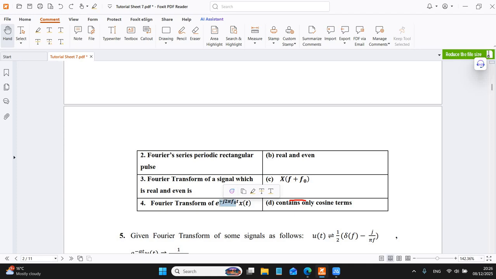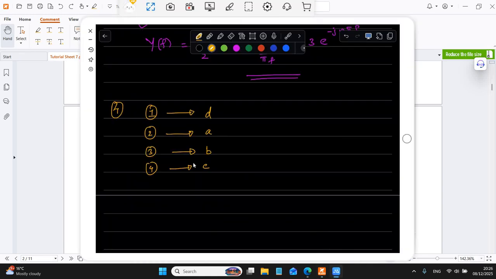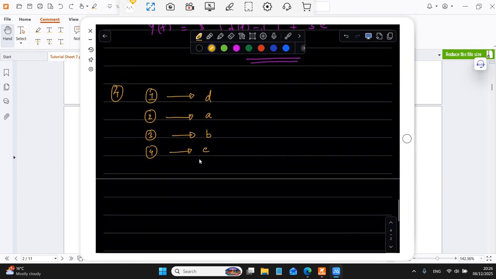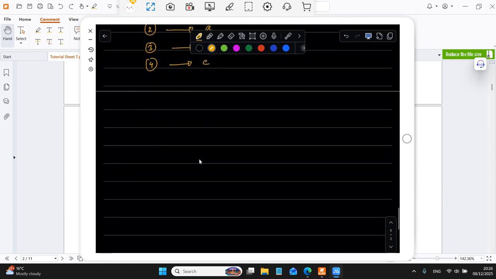You see that if you are multiplying with e power minus j2 pi f naught t, it is a frequency shifting property. Then the spectrum will be shifting left, right? That means option 4 has the option C. So this is the answer. I have written it in the sheet, in the key. So the next one we'll see.